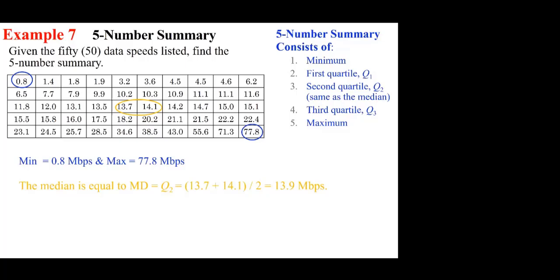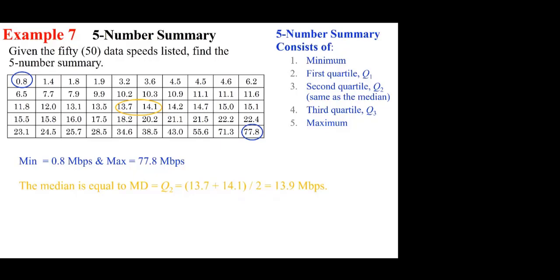You have two choices. Q1 is the same as P25. You can go through the process of the previous examples and find P25. Q sub 3 is P75. You go through the process and find it. I don't want to do that. I want to go with the easy way out. What is the easy way out?